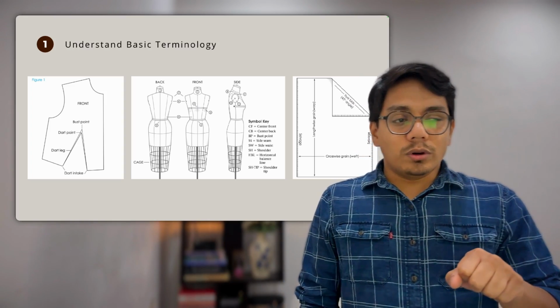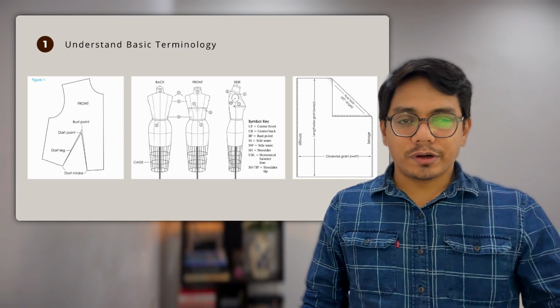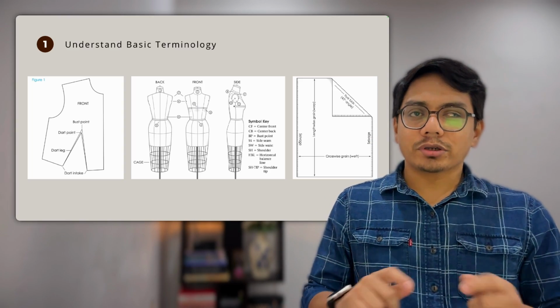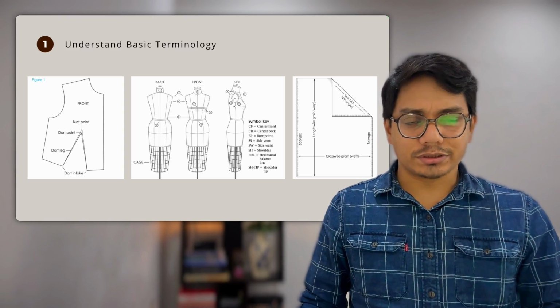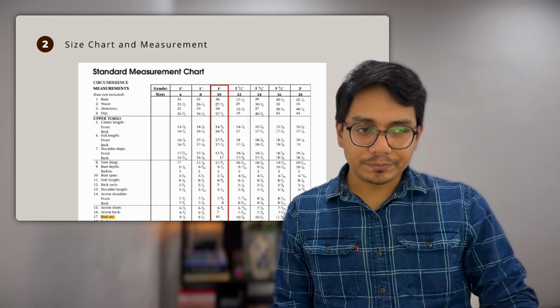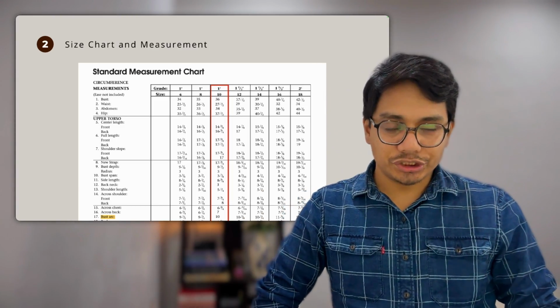Once you understand the terminologies, for example for fabric: what's the width of the fabric, what's the selvage of the fabric, what is the bias of the fabric, because we use bias for creating different parts. You need to understand these different terminologies of fabric. The second thing that becomes important is understanding the size chart.